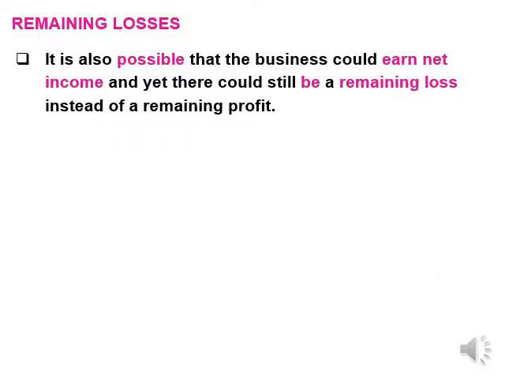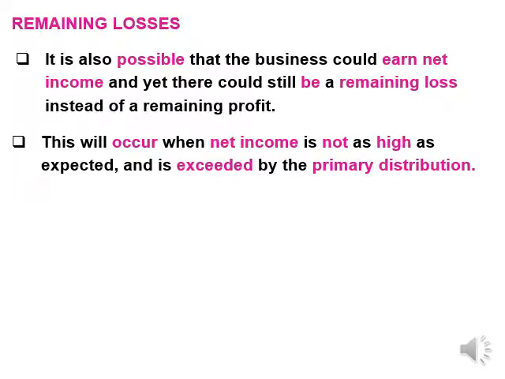It is possible that the business could earn a net income, so we have made a profit. The business did make a profit, but there could still be a remaining loss instead of a remaining profit. How did we get to a remaining profit? It is the net profit minus the salaries and the interest on capital, in other words, the net profit minus the primary distribution. It gave us the remaining profit, which was then shared according to the profit sharing ratio.